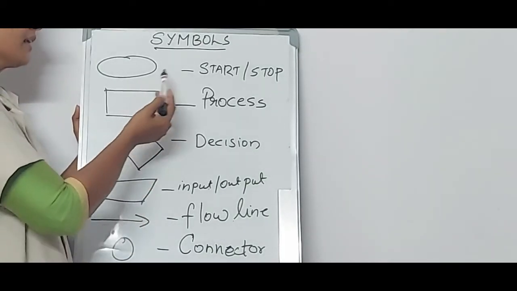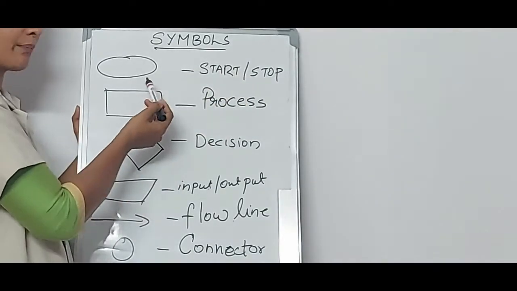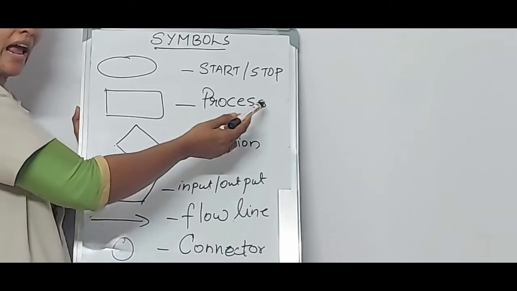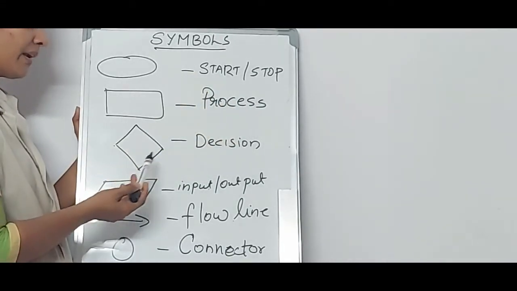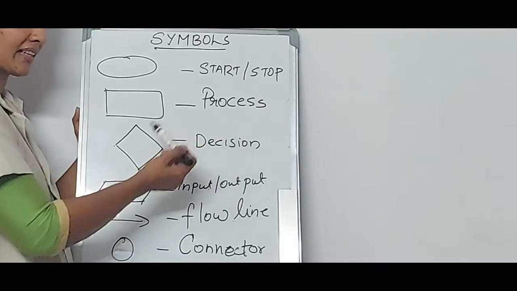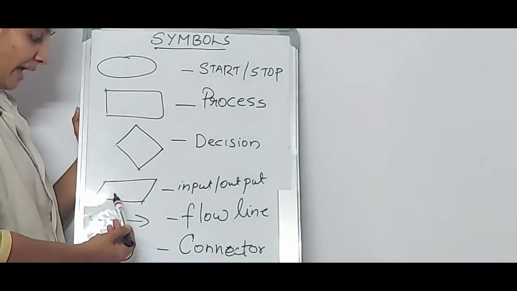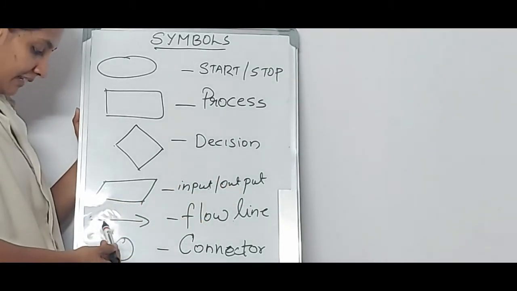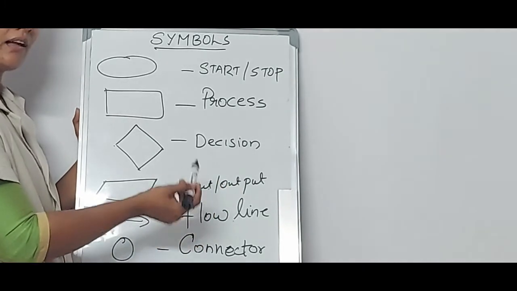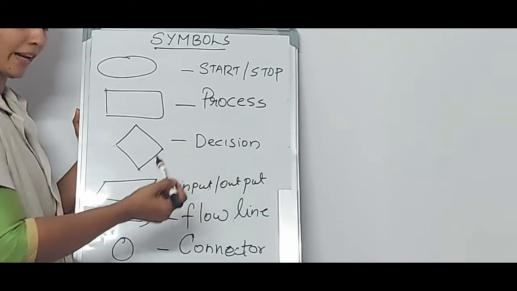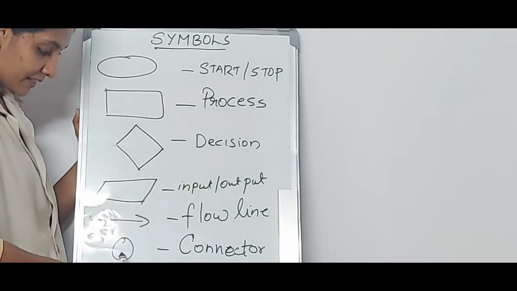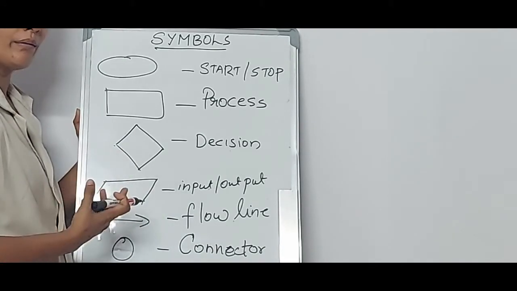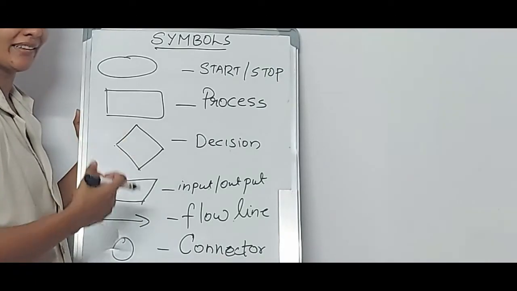The first one is start or stop. This oval shape is start or stop. Then rectangle shape represents a process or action. Then a diamond shape represents decision or branches in a program. Then the parallelogram represents input or output of a program. Then this arrow represents the flow of the program. Then the circle represents a connector used for jumping from one point of flowchart to another.